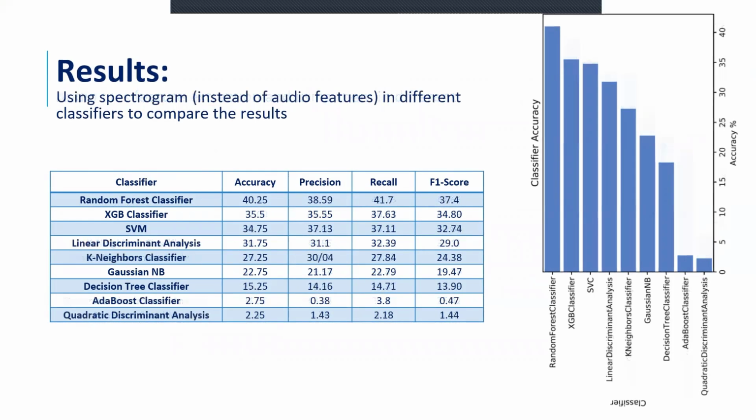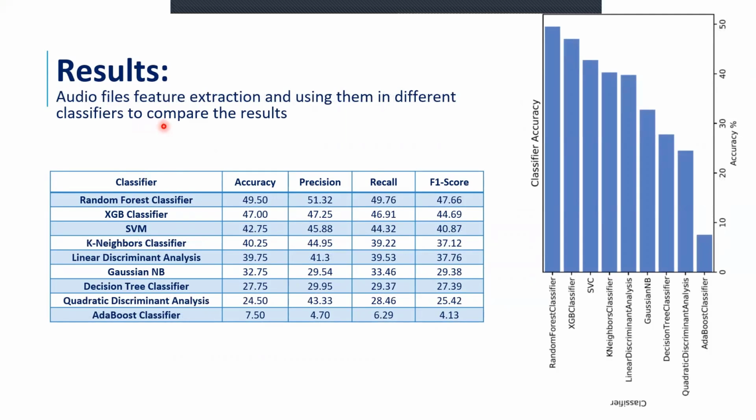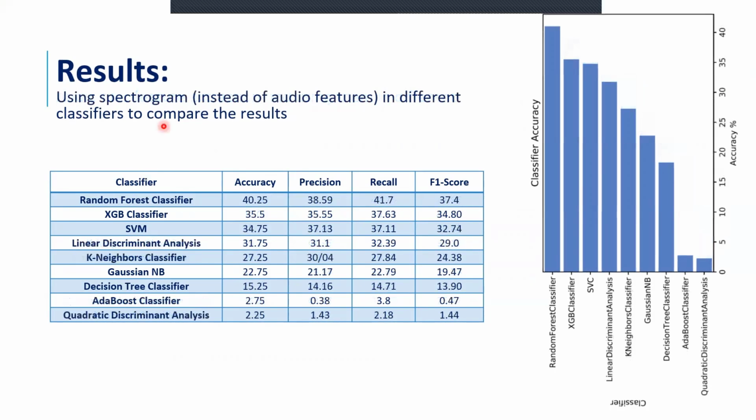Same for here. As you can see in feature extraction, we have better performance and accuracy compared to the results from the spectrogram instead of audio features. The reason we did this was we wanted to see how these classifiers would perform with the spectrogram instead of using the audio features. In addition to the reduction in accuracy, it's also worth mentioning that the time-wise performance was really poor, like 50 times slower.